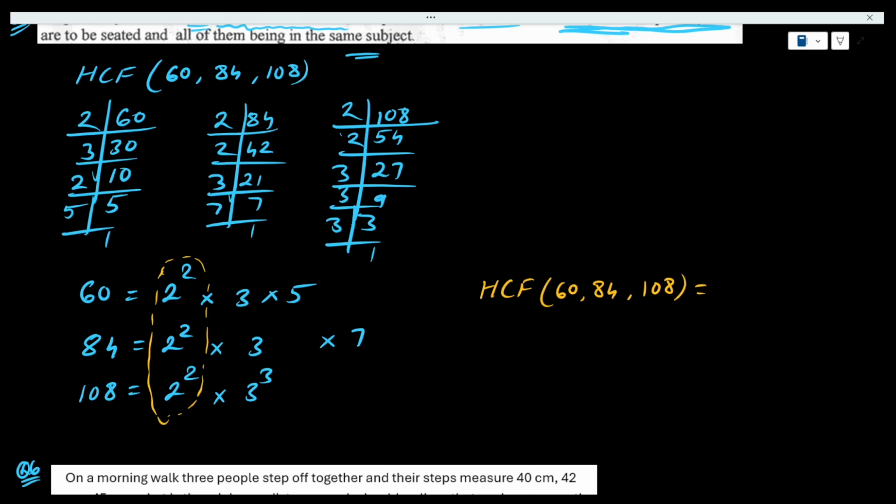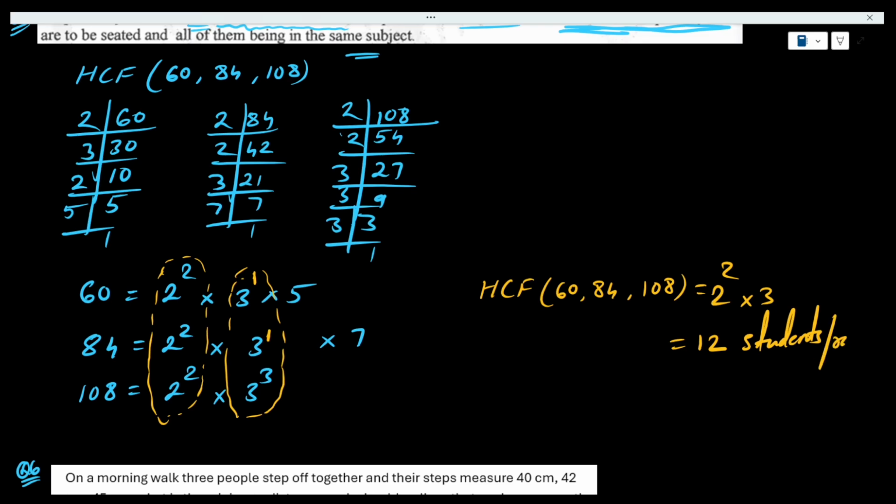Now here they are equal, so it will be 2 square. Now among these three, this is 3 to the power 1, this is 3 to the power 1 and 3 cube. And the lowest power is 3 to the power 1. So times 3, which is going to be 12. So 12 students are going to be in each room, right?